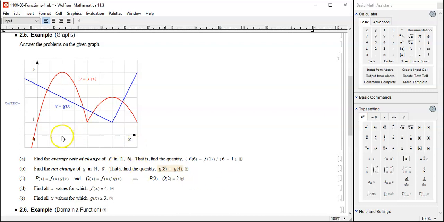g(8): 1, 2, 3, 4, 5, 6, 7, 8. Okay, x is 8 and then so on. And g(4): 1, 2, 3, 4. So x is 4 and then so on. Okay, all right. You get g(8) minus g(4). Good luck.